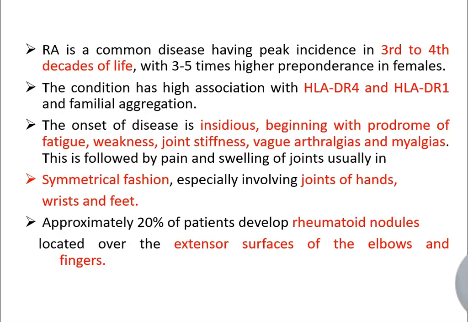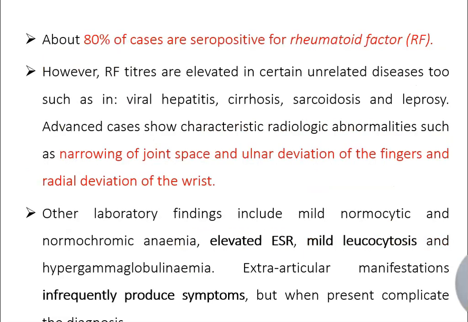Approximately 20% of patients develop rheumatoid nodules located over the extensor surfaces of the elbows and fingers. In severe cases, nodule type formations appear on both elbows and fingers, somewhat like lipomas, but entirely different in nature from a lipoma. And about 80% of cases may have a seropositive rheumatoid factor.